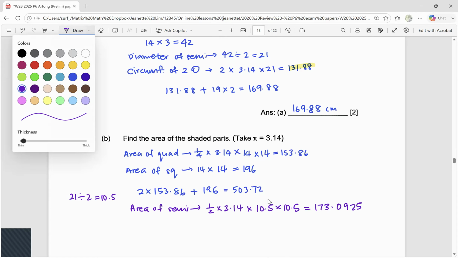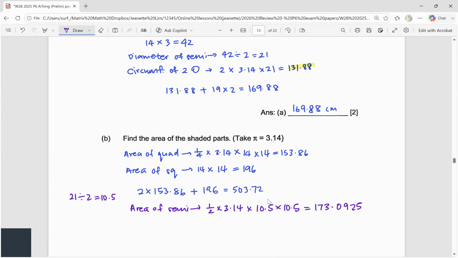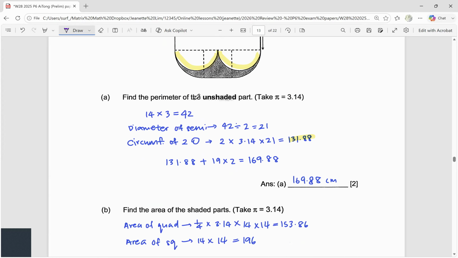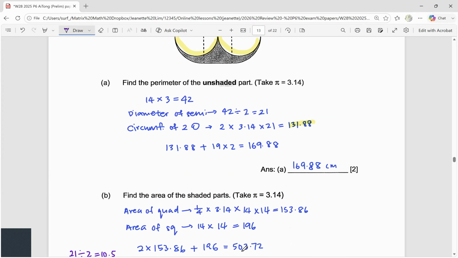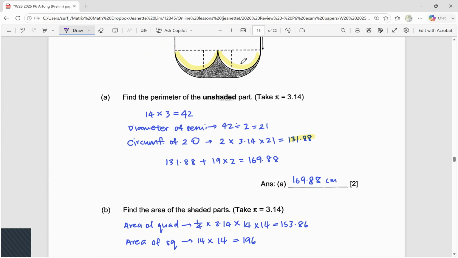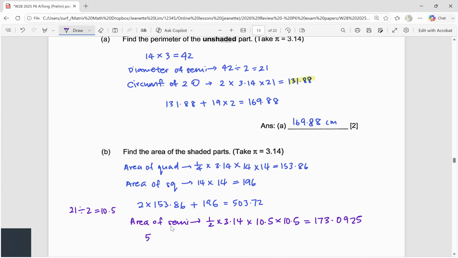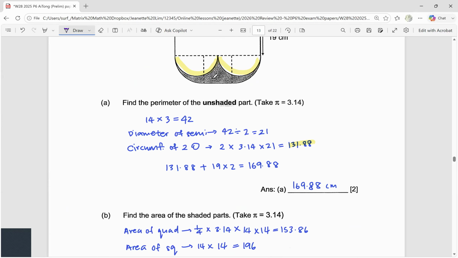Okay, let's look at the bottom one. 2 quadrants plus a square, which is your 503.72, minus 2 times your semicircle. So 503.72 minus 2 times 173.0925, which is 157.535. Okay, so that is one part of the shaded.